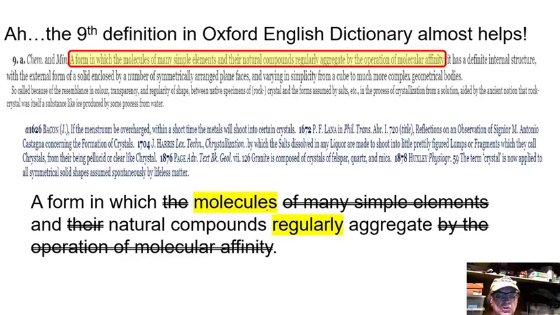Okay, so let's push ahead to a definition of crystals, because we're going to need this, trust me, as we get to other things in the future. The Oxford English Dictionary, in its 9th offered definition, says this in the yellow, which is really not that great. So I rewrote it a little bit, and I say, a form in which the molecules and their natural components regularly aggregate. That's just fun.